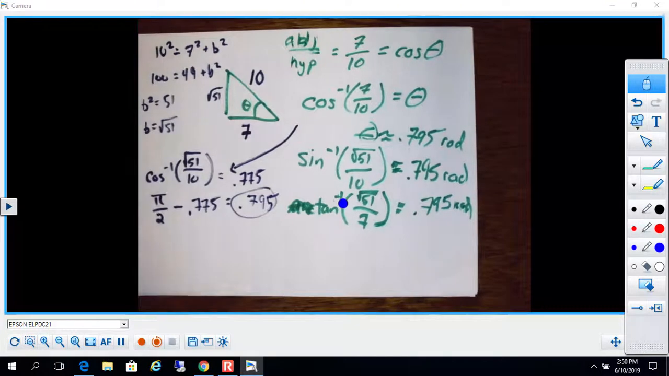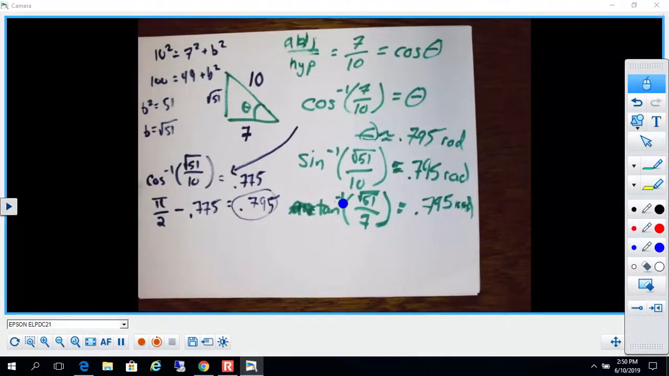Right. So think about what I'm doing here when I do the inverse cos of root 51 over 10. What is that telling me when I do that arc cos? Whatever it is, it's going to be there. That's crazy. I actually don't know. I feel like I might know, but I don't know how to say it. What do you guys think?